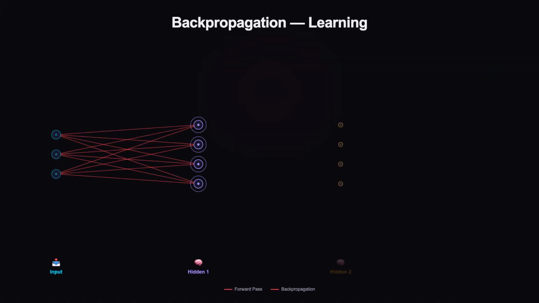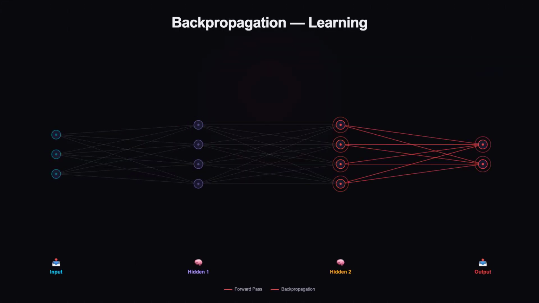After the forward pass, we compute the loss, how wrong the prediction is. Then backpropagation kicks in. Using the chain rule of calculus, we compute the gradient of the loss with respect to every weight in the network. Starting from the output layer, gradients flow backward through each layer. Each weight gets updated proportionally to its contribution to the error.